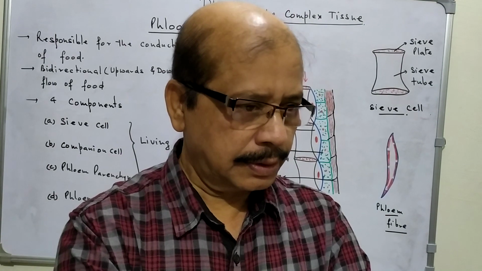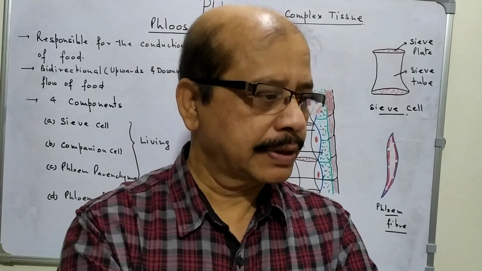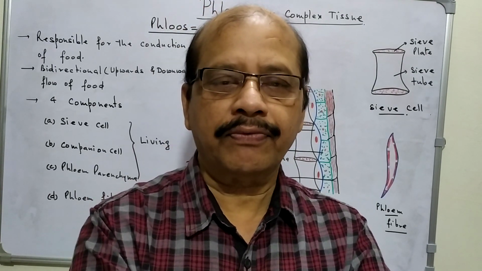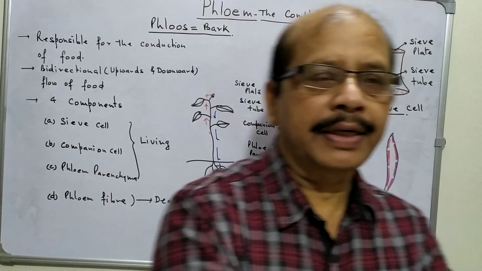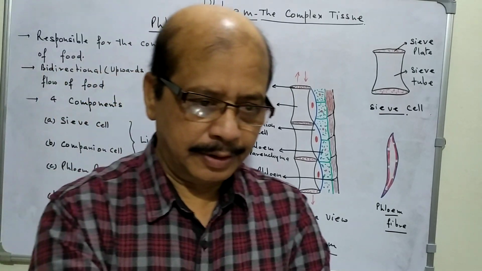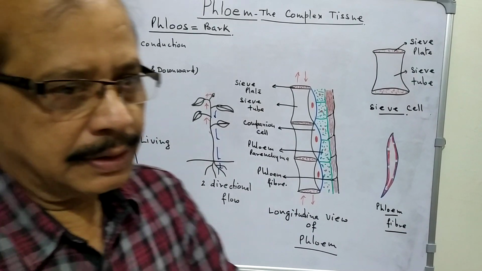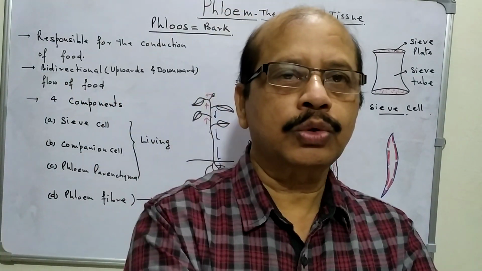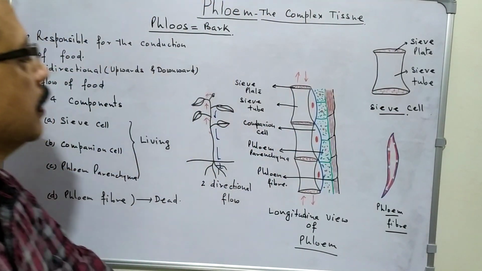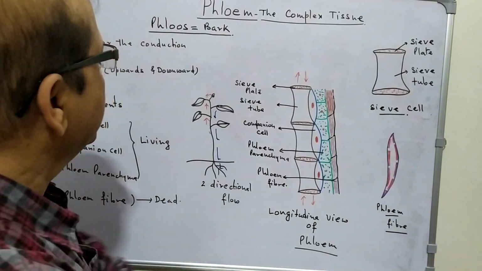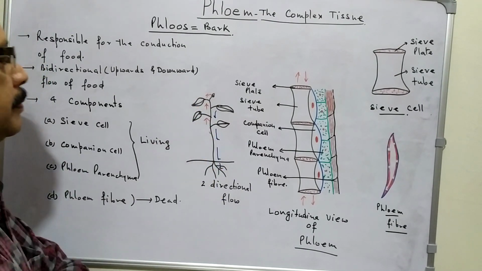Today's topic is the second kind of complex tissue, and that is phloem. Phloem is responsible for the conduction of food material. Unlike xylem, the flow of conduction is bidirectional here, because in xylem the case was different. In xylem the conduction takes place from root to top, that is from downward to upward. But here the food is manufactured in leaves, and from leaves it goes downward as well as upward.